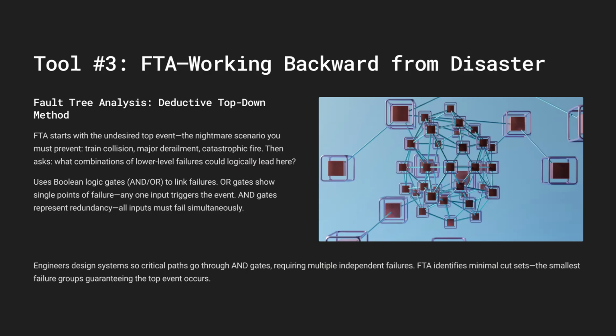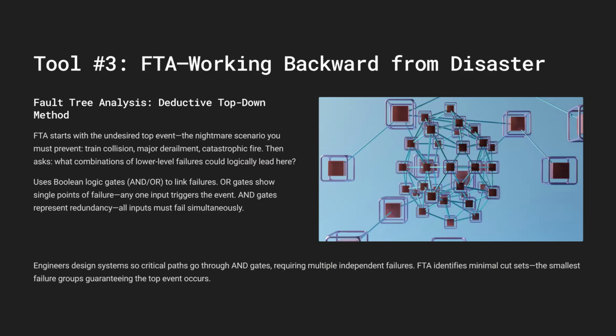Deductive how? You start with the undesired top event. This is the big one. You absolutely want to prevent a train collision, a major derailment, a catastrophic fire on board. Okay, you define the nightmare scenario first. Right. Then you ask, okay, we know this could happen. What are all the possible combinations of lower-level failures, component failures, software bugs, human errors that could logically lead to this top event?